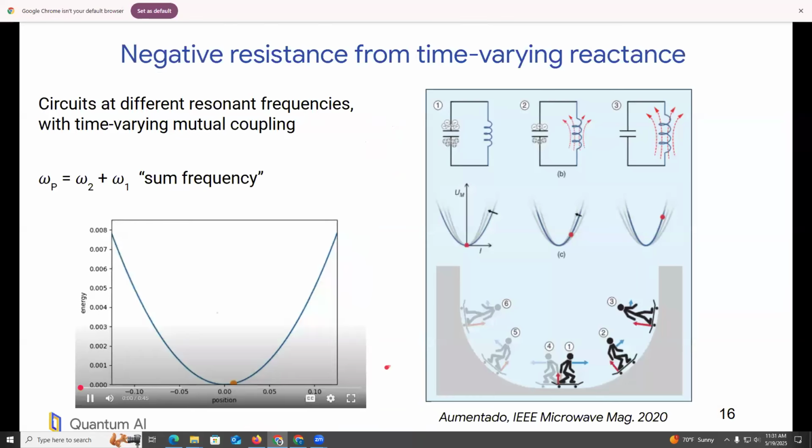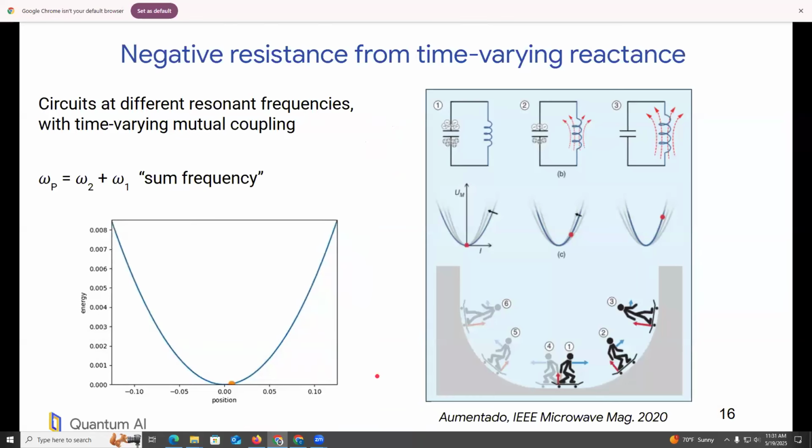Just a little bit about how parametric amplifiers work. Essentially, we're going to take a reactance in the circuit and start modulating it, and we're going to modulate it at twice the frequency of the resonance. What that does effectively is, changing the inductance in a circuit can do work on the circuit. Essentially, changing the inductance under constant current is doing the work.